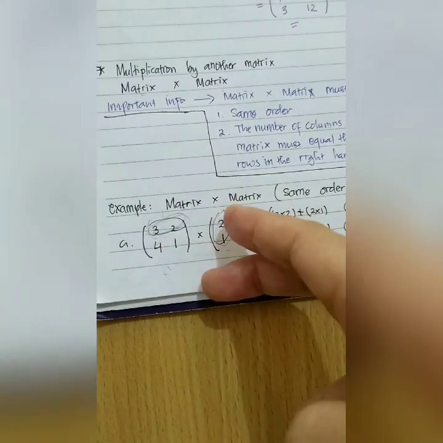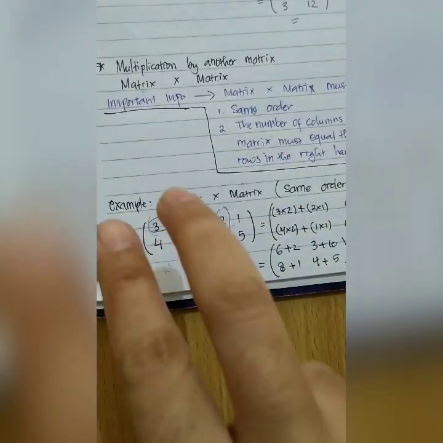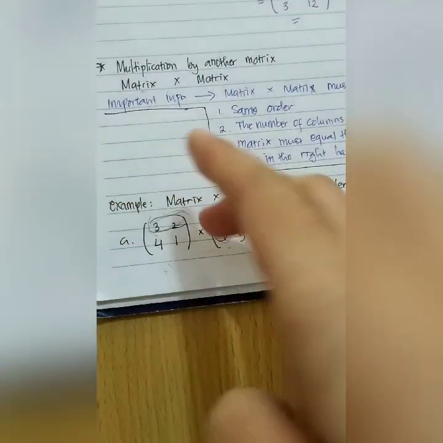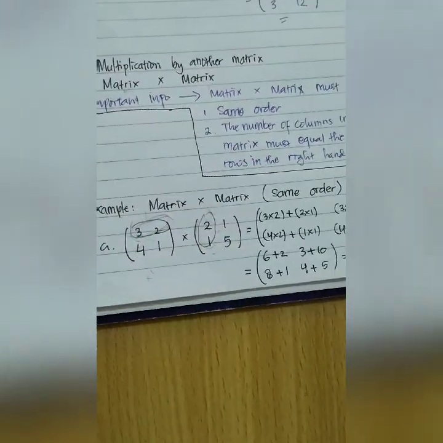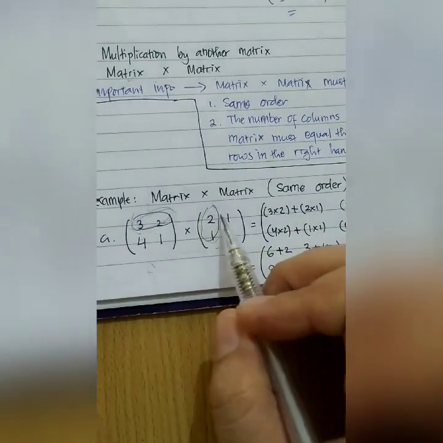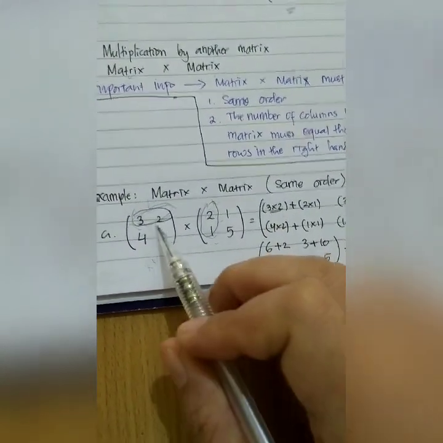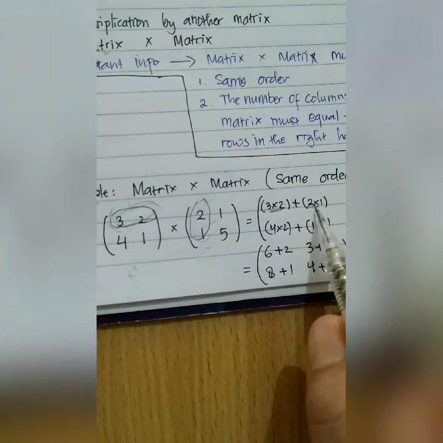So it goes diagonally like that. First from this one, and then downward. Then 3 with 2, with 1 and 5. So, this is the first one. 3 times 2 here, and then 2 times 1 here.